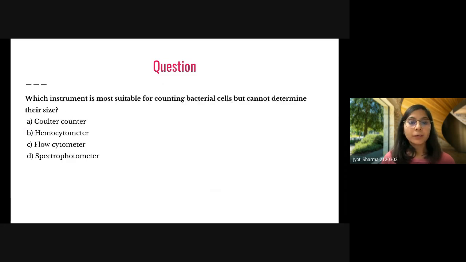Okay, coming to the next question: which instrument is most suitable for counting bacterial cells but cannot determine their size? We talked about this flow cytometer. This can both count and determine the size, so this is not the answer, but we have another three options: Coulter counter, hemocytometer, and the spectrophotometer.